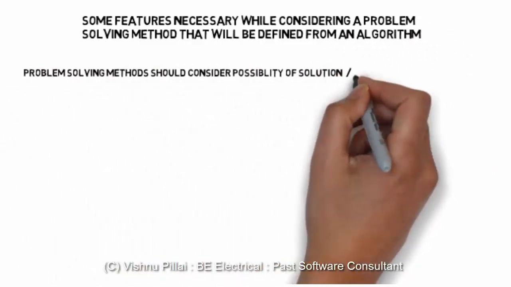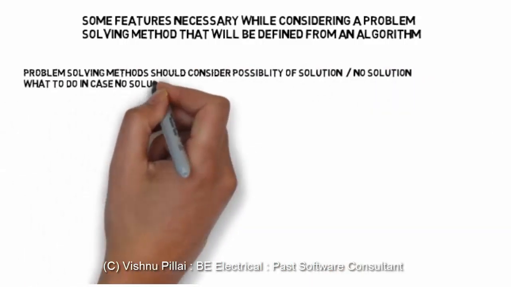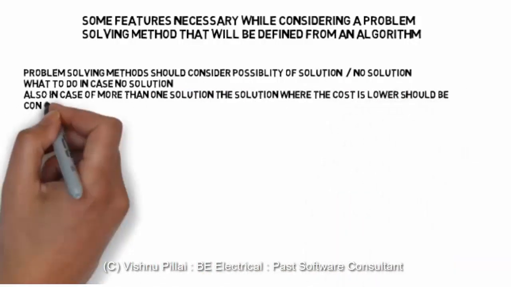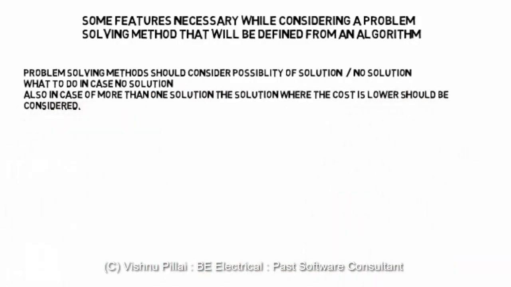The problem solving method should consider the possibility of a solution or no solution, and what to do in case of no solution. Also, in case of more than one solution, the solution where the cost is lower should be considered. That is done using a heuristic method, or heuristic, while doing the search for the goals or the solution. So you should consider that while designing the problem solving algorithms or selecting a method that will be used to find the solution from the semantic graphs.